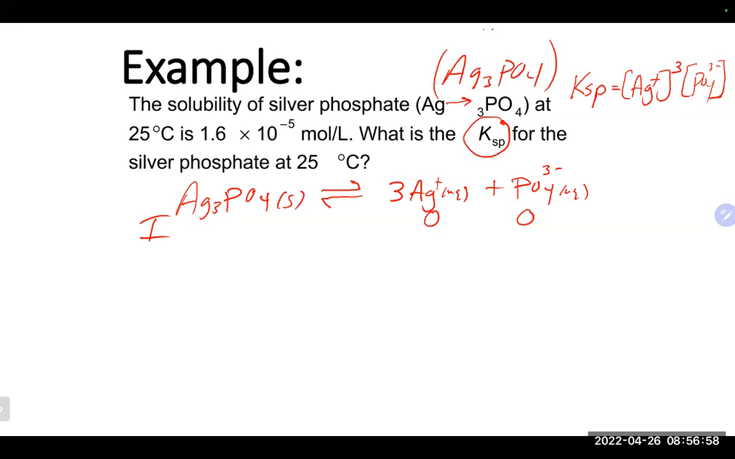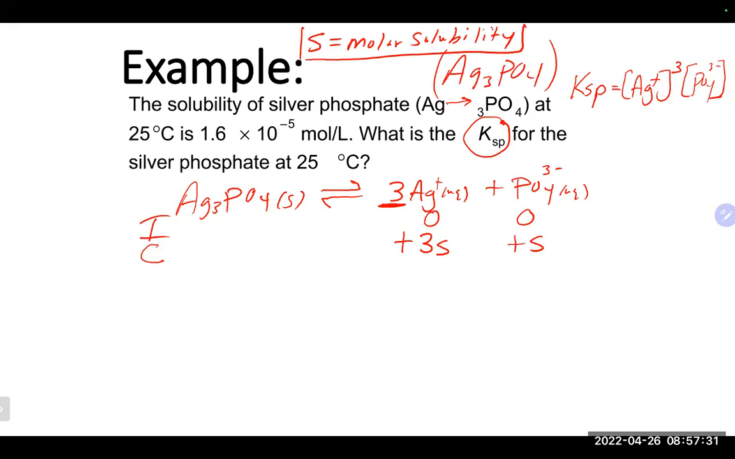Now, slightly different in these types of problems is they use a different letter when they do these Ksp type of problems. We're going to do our change, which will be plus, and we still need to do the coefficient. So that's going to be plus 3s and plus s. A lot of times in these, we use the letter S, and what S stands for is the molar solubility. So when you solve for S in this table, you're solving for the molar solubility, which means that you are solving for the molarity here.